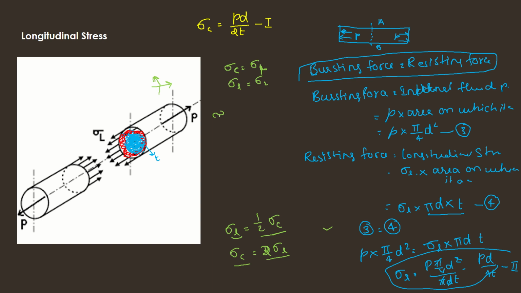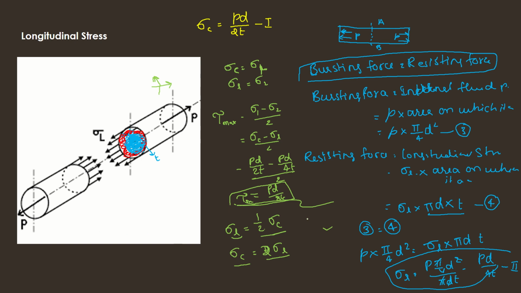With that, you can find the maximum shear stress as tau max is, by default, sigma 1 minus sigma 2 by 2, that is nothing but sigma c minus sigma L by 2. So sigma c is PD by 2t and this is PD by 4t, by 2. By solving you will get PD by 8t, that is the maximum shear stress, tau max. This was given in the notes in the description below. You can download it and please verify.